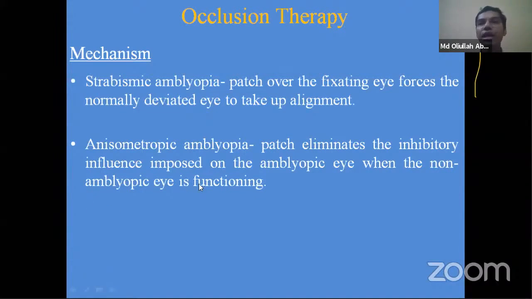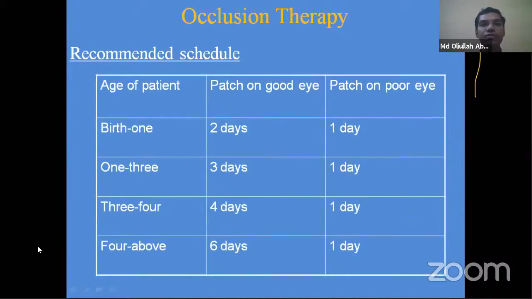Now, the mechanism in strabismic amblyopia: what it does is patch over the fixating eye so that it forces the deviating eye to come into fixation and then start having visual function. In anisometropic amblyopia, when you patch, it eliminates the inhibitory influence that was coming from the dominant eye in the visual cortex, and the amblyopic eye starts functioning. So two different mechanisms for different kinds of condition.